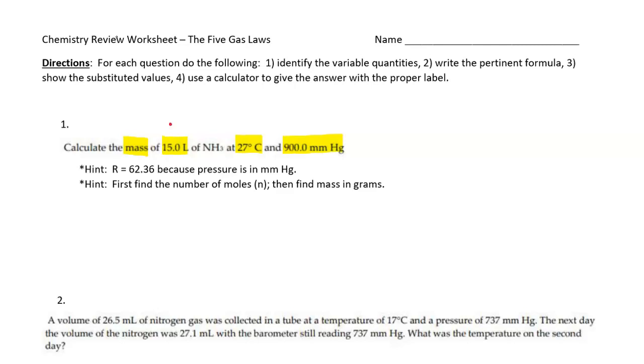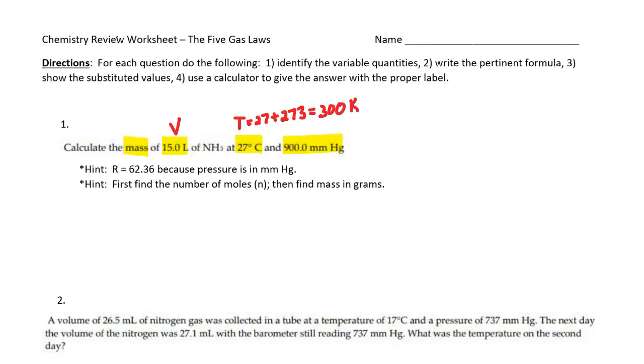15.0 liters is a volume. You have to know that liters measures volume. 27 degrees Celsius is a temperature. You've got to know that Celsius is referring to temperature. Also, when you use your gas law formulas, you can't have the answer in Celsius. It has to be in Kelvin. So you need to remember how to change it into Kelvin by adding 273. So the value of T is 300 Kelvin.